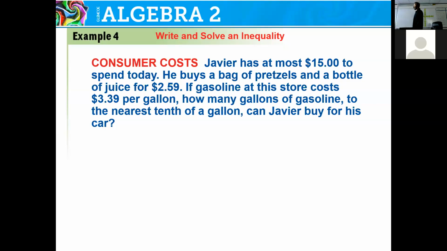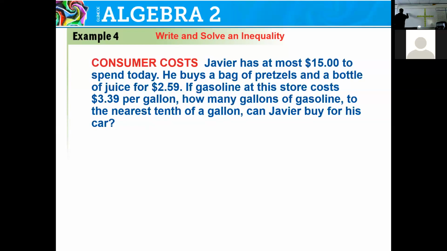Okay, so here we have a couple variable costs and we have a flat cost. The flat cost that we have first is 2.59. And what I mean by a flat cost is it doesn't matter how many gallons of gas Javier buys, he still spent $2.59 on the pretzels and a bottle of juice. Okay, so that cost isn't fluctuating. You call it a flat cost, a fixed cost, or the constant. The one thing that does vary is how many gallons he can get.